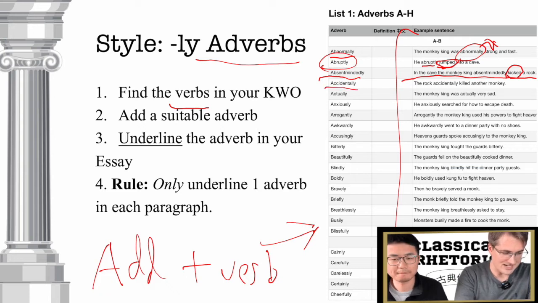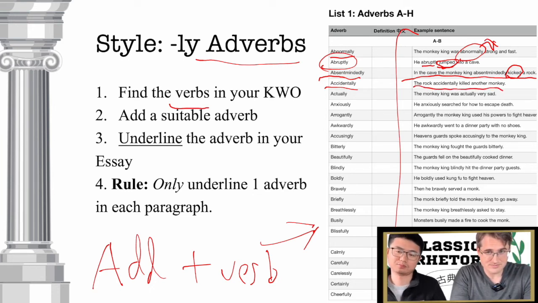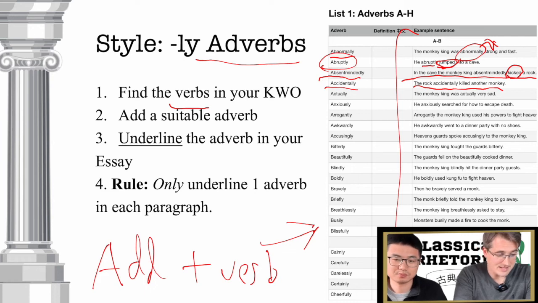Verb is a 动词. Next sentence, accidentally. The rock accidentally killed another monkey. Star, what is the verb here? And the rock accidentally killed another monkey. Accidentally. That's the adverb. What verb do we add it to? Killed, yes. I don't think that's in the Monkey King. I just made it up.